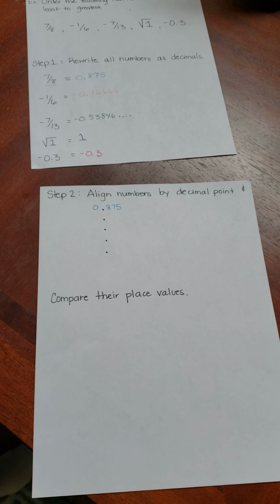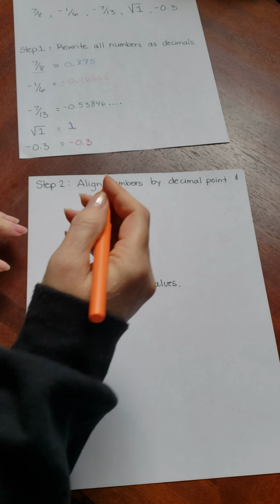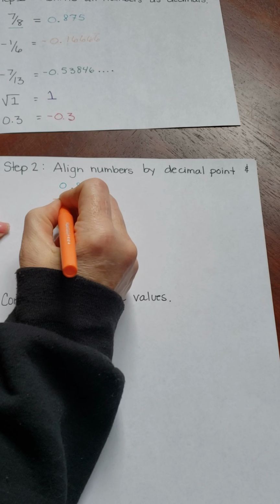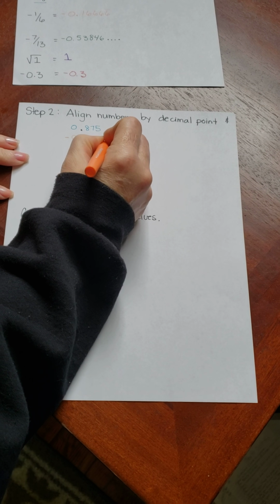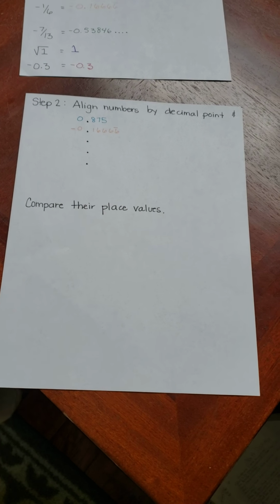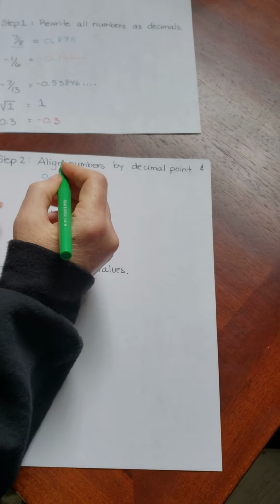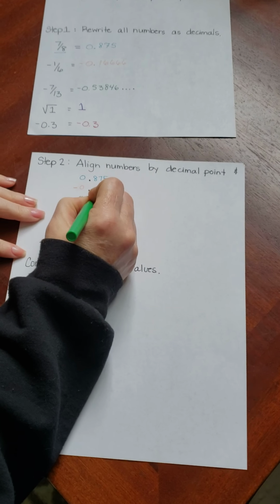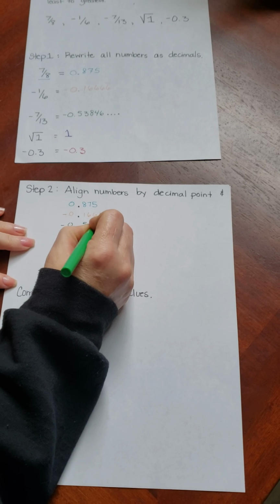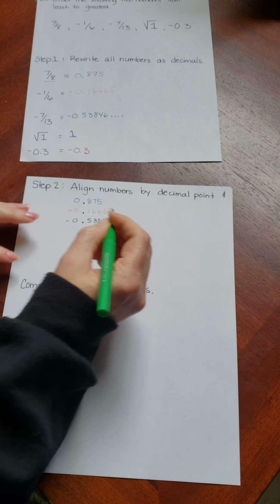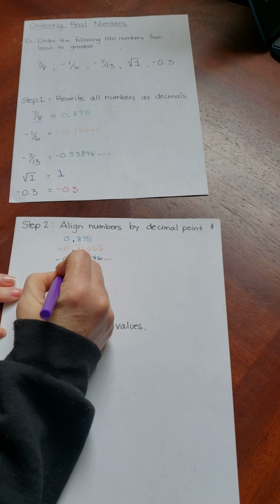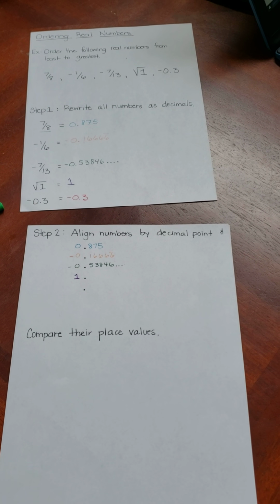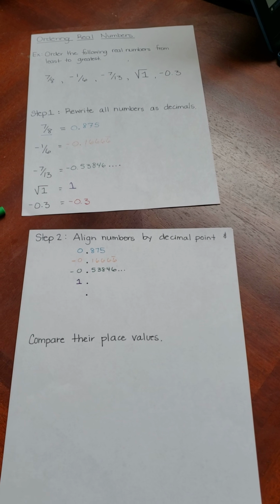So 0.875, negative 0.166 repeating, negative 0.53846, and that continued, 1, and negative 0.3.